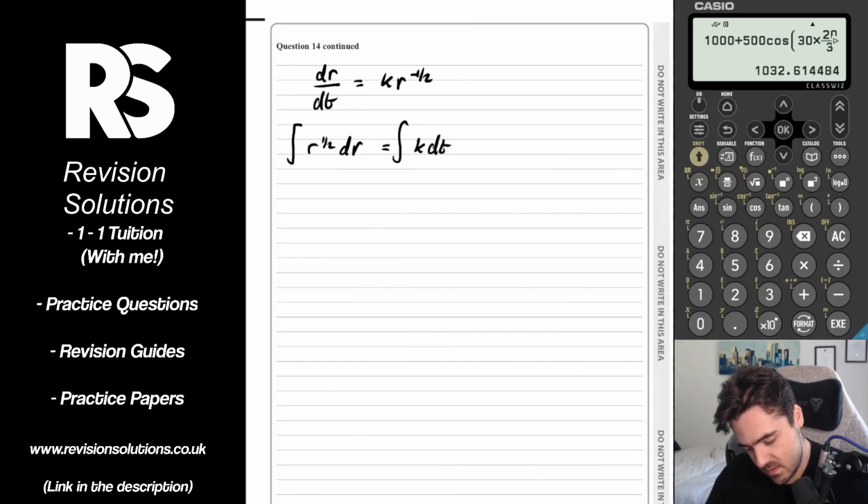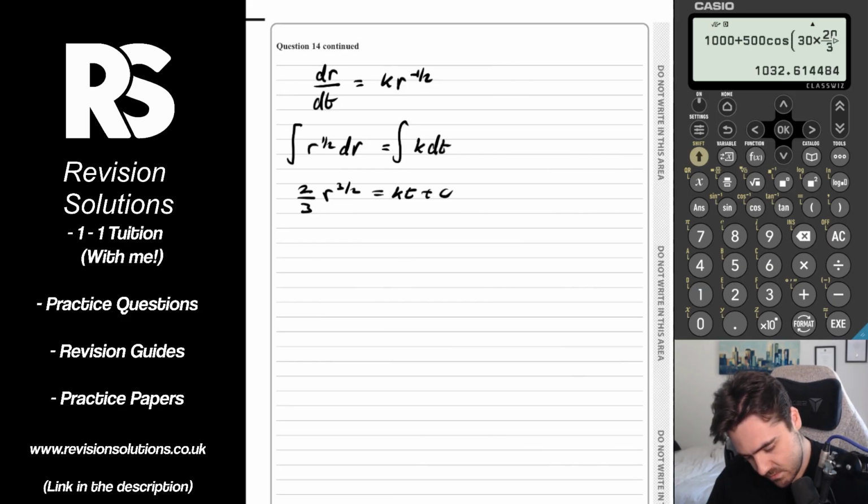So integrating this on the left, we raise the power by 1, that would be 3 over 2, then divide by the new power. So dividing by 3 over 2 is the same as multiplying by 2/3. That would be equal to kt plus a constant.